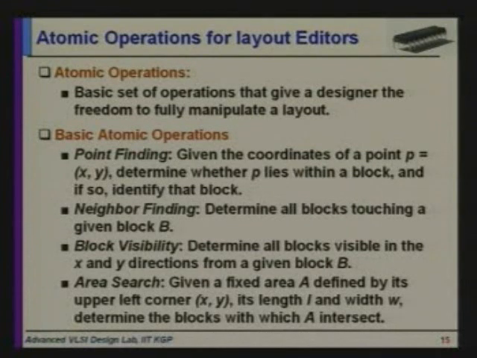Neighbor finding. Given a block, I need to find out all the blocks which are neighbors to this block. Block visibility. So determine all blocks which are visible in the x and y direction. So do I have a series of vacant tiles between two components? So can this block see this block? Then it's easily routable. I can just put a straight wire and route this to interconnect these two blocks.